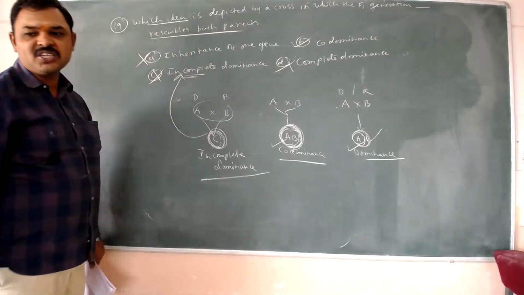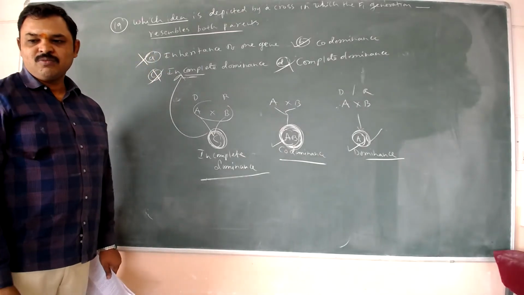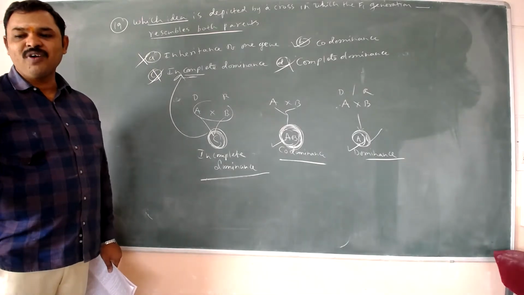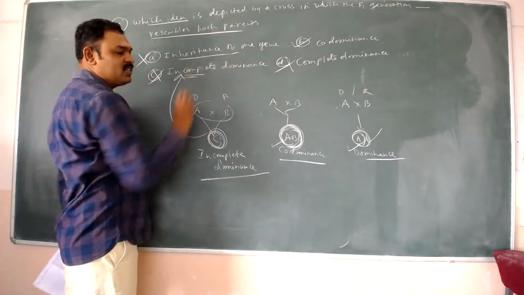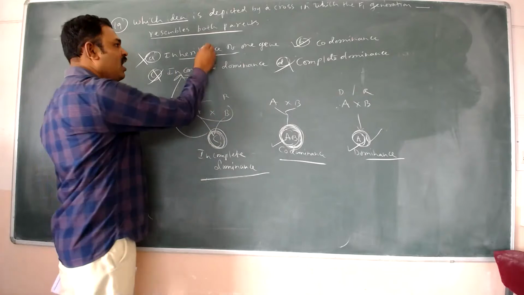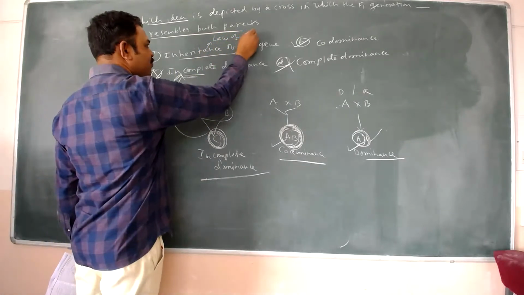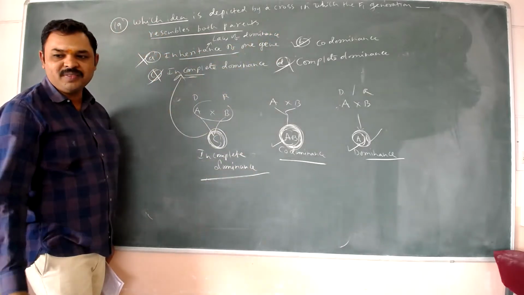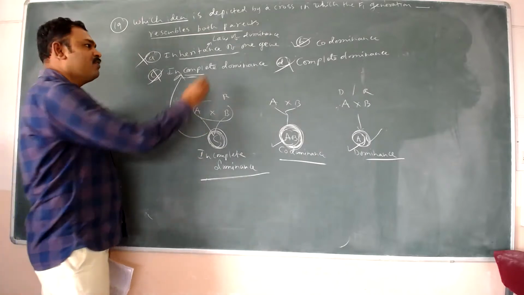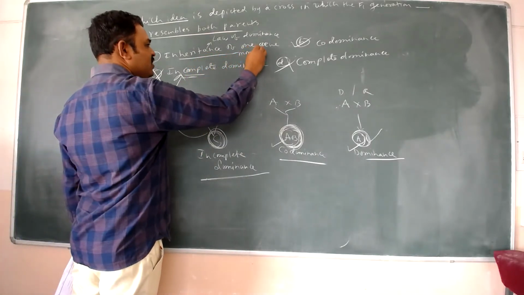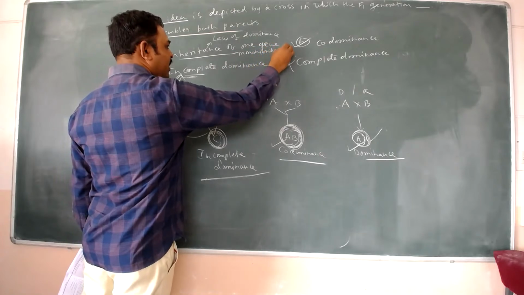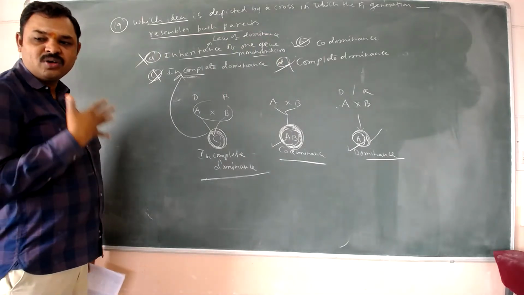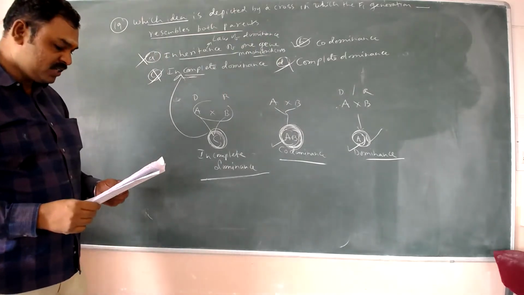But what is meant by inheritance of one gene? It is a monohybrid cross. A monohybrid cross does not give codominance. It gives the law of dominance; inheritance of one gene follows the law of dominance pattern. So the codominance pattern is not followed by the inheritance of one gene. Inheritance of one gene is also called a monohybrid cross. So according to the given question, the answer is codominance.